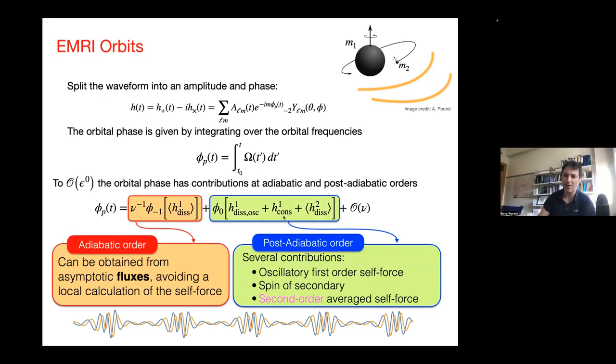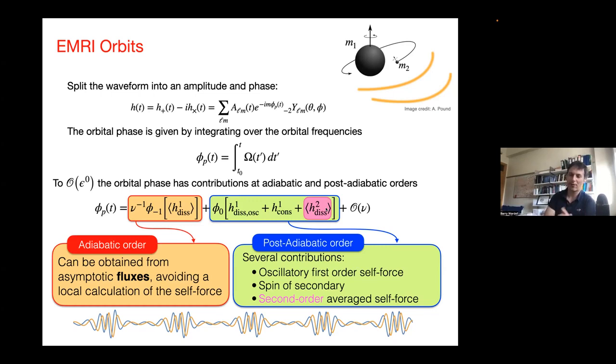This subleading piece, called post-adiabatic order, has several contributions. It has the bit of H1 that is conservative, essentially the bit that does average to 0 over an orbit. That's harder than H1 dissipative, but still not so bad. And it also has this H2. In fact, there's only a part of H2 we need, but it's difficult to compute only that part. And this H2 is what we call the second-order self-force contribution.